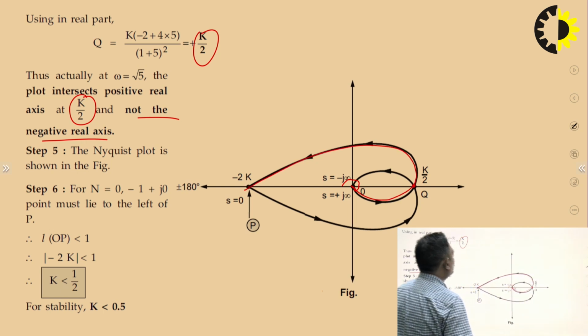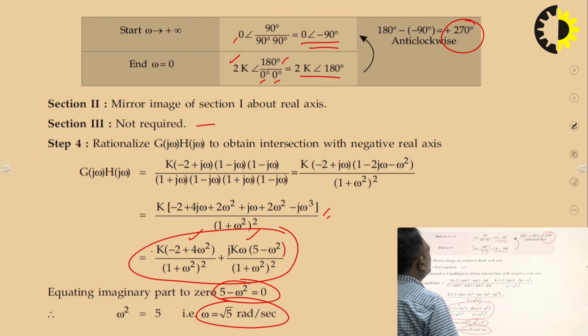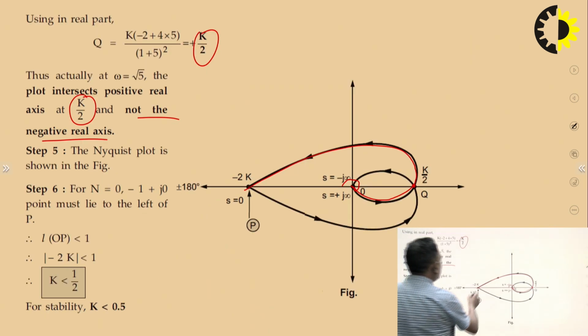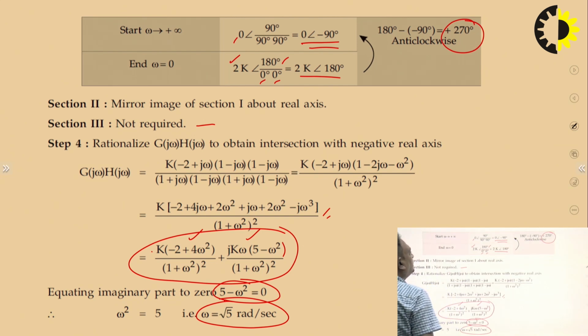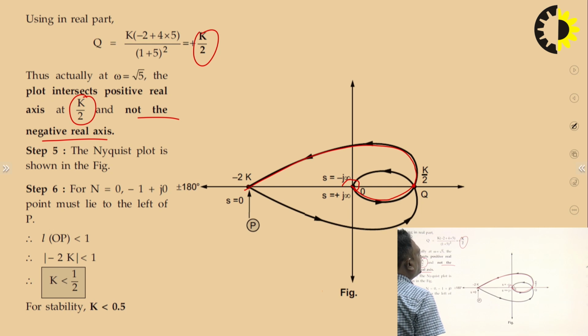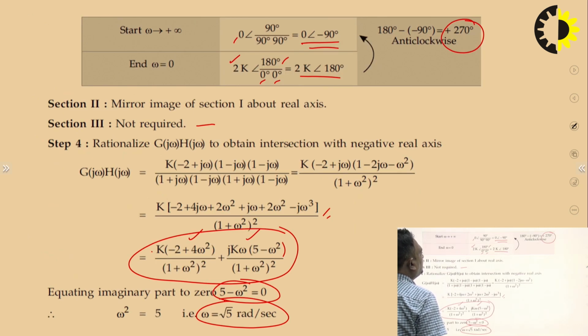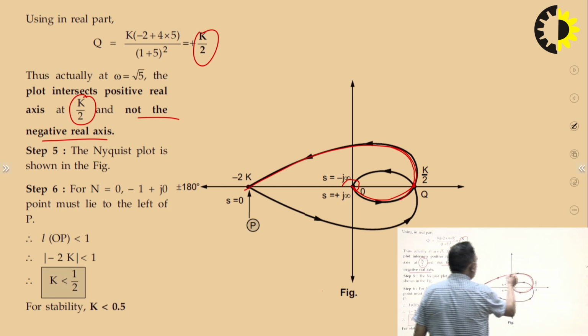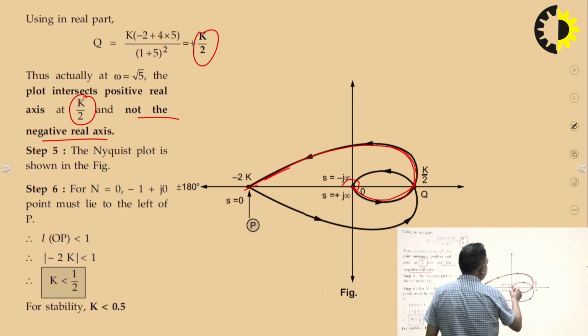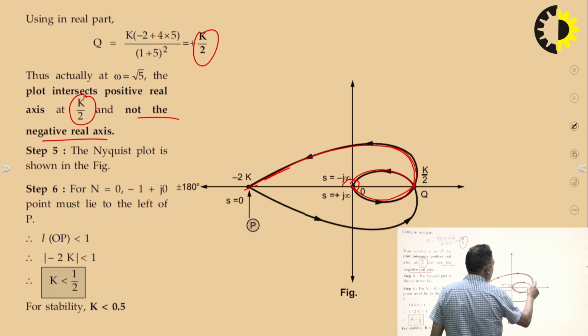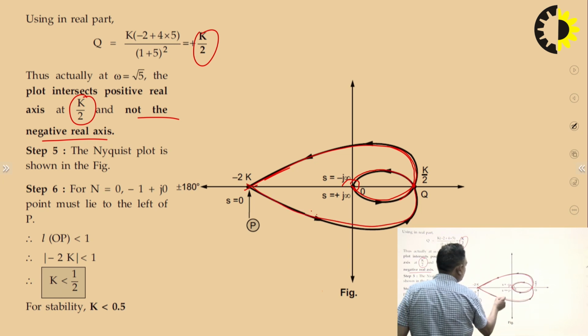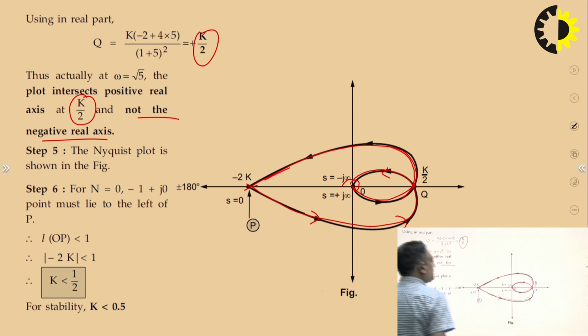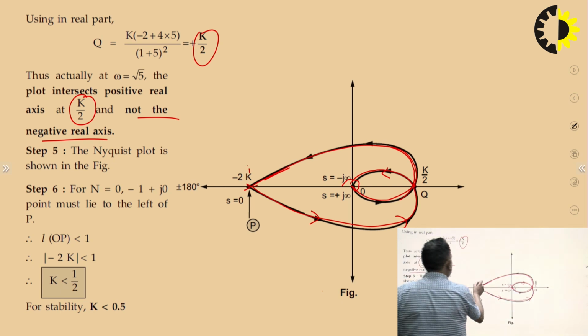This is the polar plot for section 1. It will start from 0 and reach 2k, with the angle starting from minus 90 and terminating at 180 degrees in the positive direction. So that's why a 270-degree angle can be made by this. And section 2 is the mirror image of this. And this point is 2K.